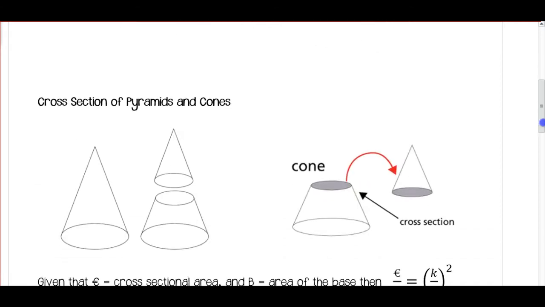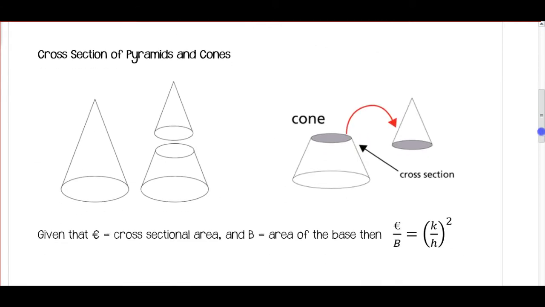Another thing that we want to talk about in this section is cross-section of pyramids or cones. So if we take a cone and we cut it, we're going to get a cross-section here, either on the bottom part, which would be the top of our frustum, or on the top part. So we get this shaded cross-sectional area, and there's a relationship between that cross-sectional area and the area of the base. We're going to use this weird symbol here for cross-section. I think the book actually just uses something that looks like a cent sign, but either way, whatever you want to use.